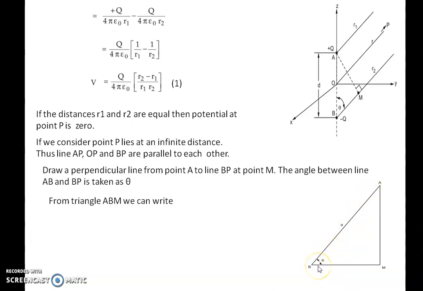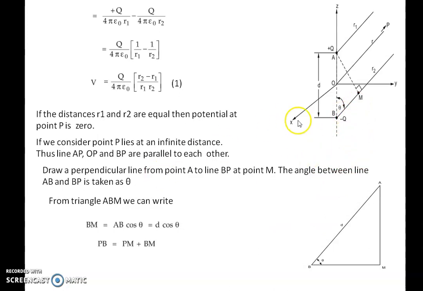So I can write BM is equal to AB into cos theta. This is the hypotenuse and this is the adjacent side, so adjacent by hypotenuse is equal to cos theta. So BM is equal to AB into cos theta, or cos theta is equal to BM by AB. What is AB? AB is this distance, that is D. So BM is equal to D into cos theta.